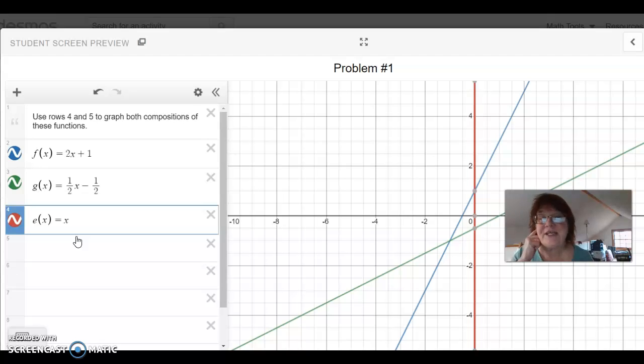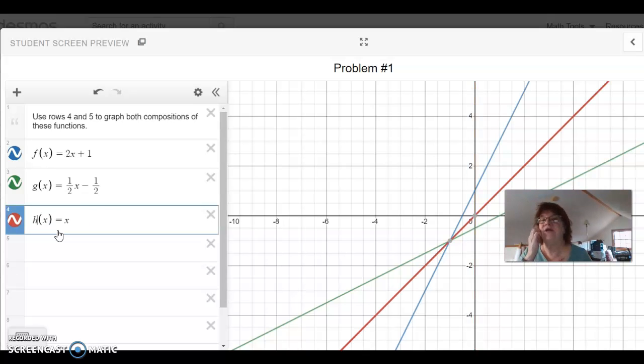Oops, I guess you can't use E. E is a special number. It's in math, so you probably need to stay away from E and I. If I just change that to H, there we go. Okay, so this is the graph of f of g of x.